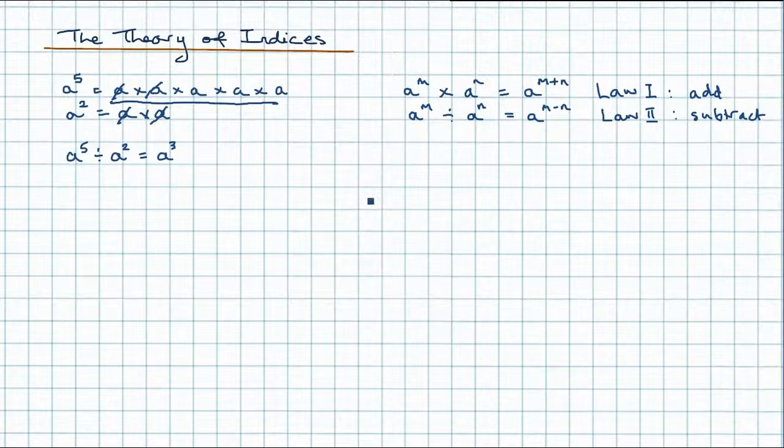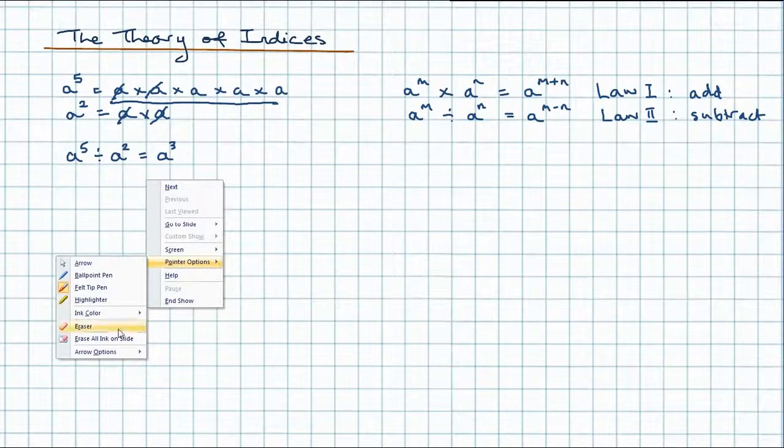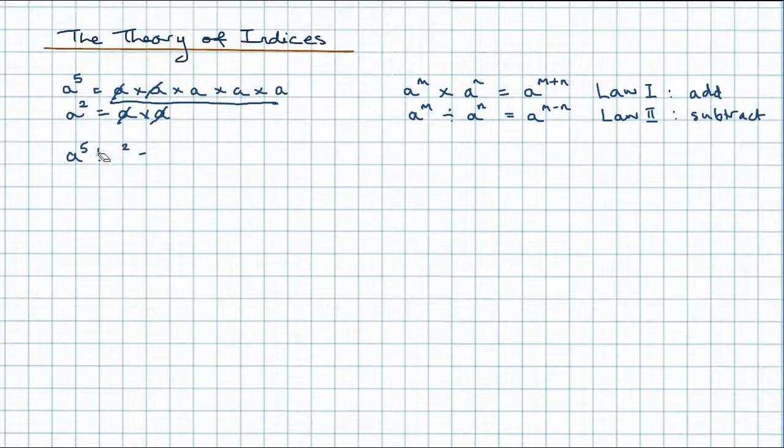Okay, now moving on to the third law. This is when we have something quite interesting going on. So if we have a to the power 5, let's just erase these so that we can see it nice and clearly. And this time, there we go, we're going to raise all of this to a power. So again, let's use this idea of squaring. So squared. So whatever is in the brackets, in this case a to the power 5, has been squared.